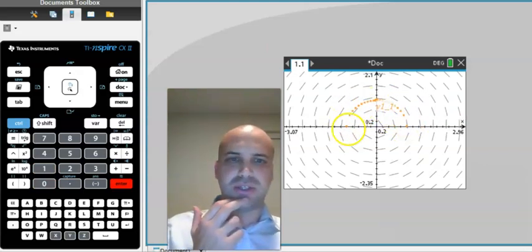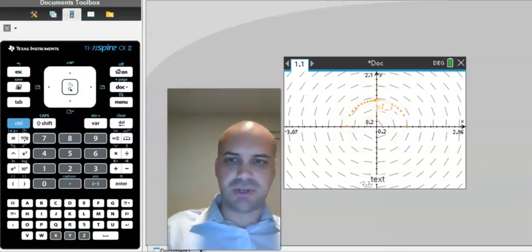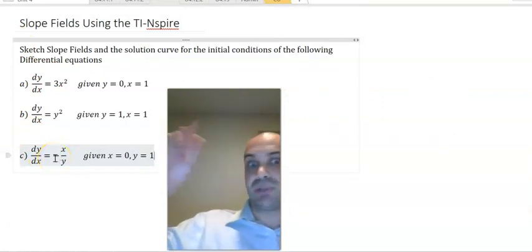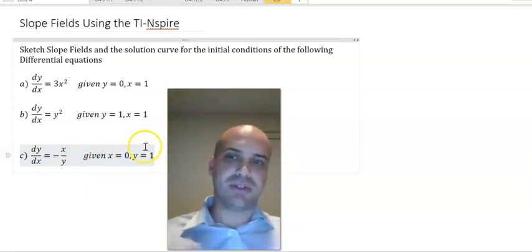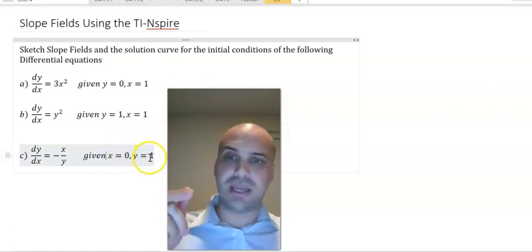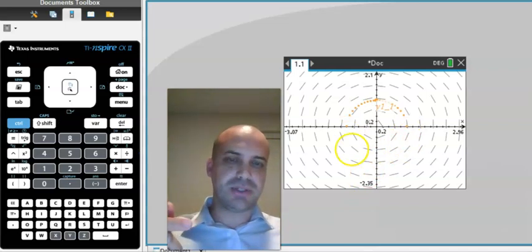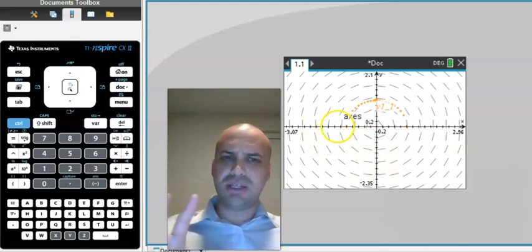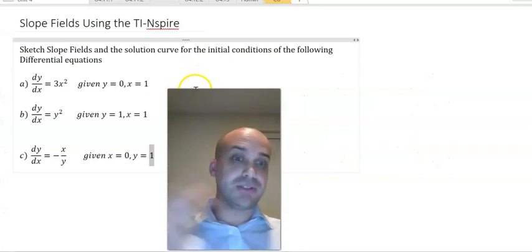We get this semicircle. Now, if you were to solve that differential equation by hand, you get y equals plus or minus the square root of something, which is going to lead us to that semicircle. If we'd used different initial values, like 0 and negative 1, we'd get another semicircle, but we'd get the semicircle down the bottom here. All right, so I think that's all for this one. That's how you use slope fields and the TI.